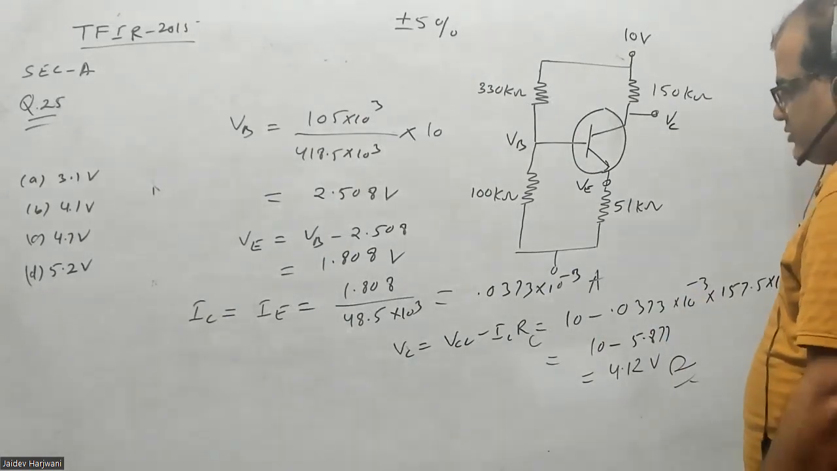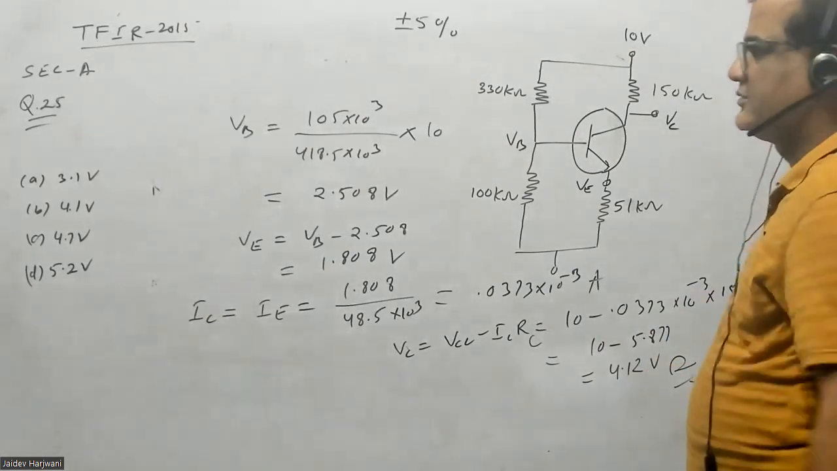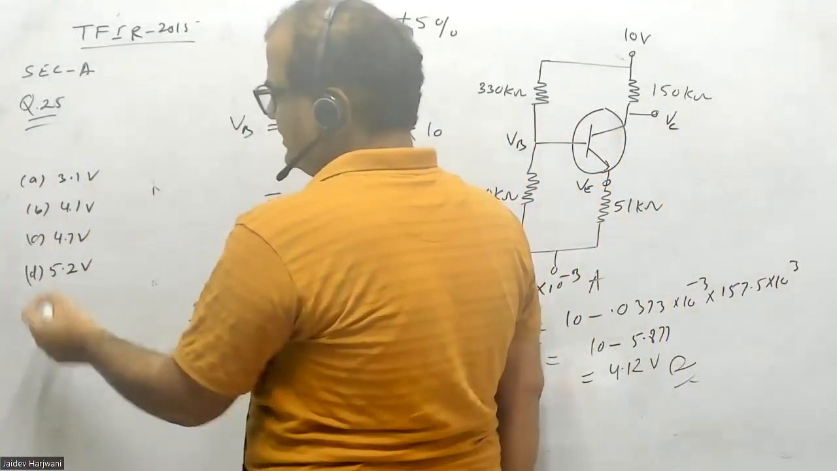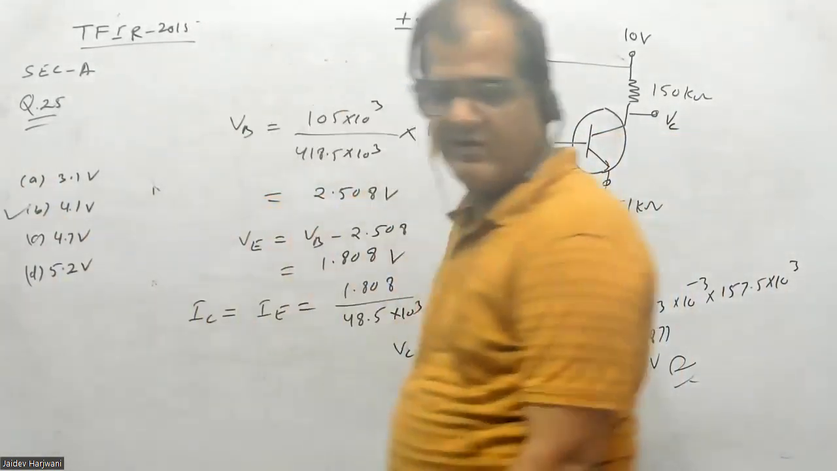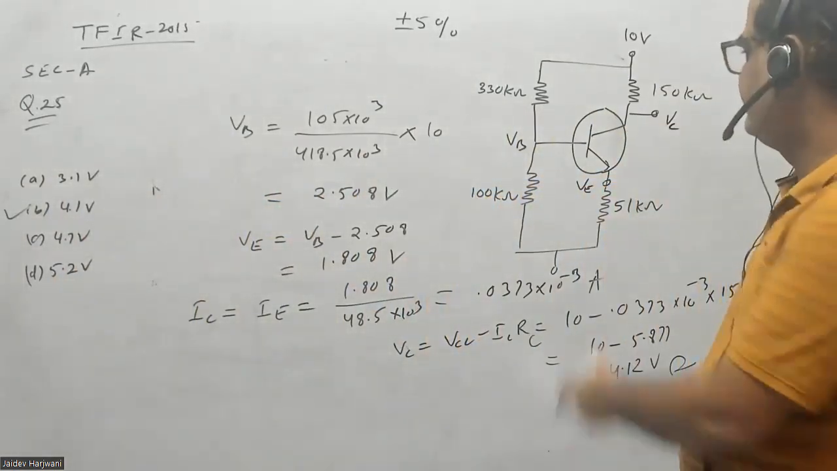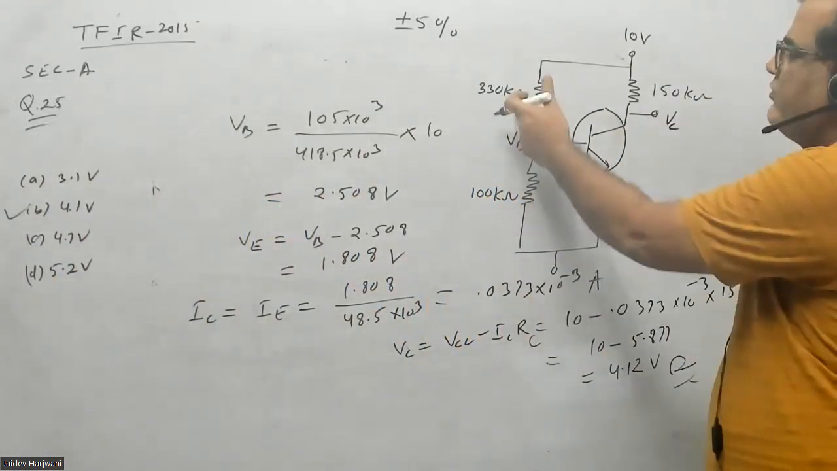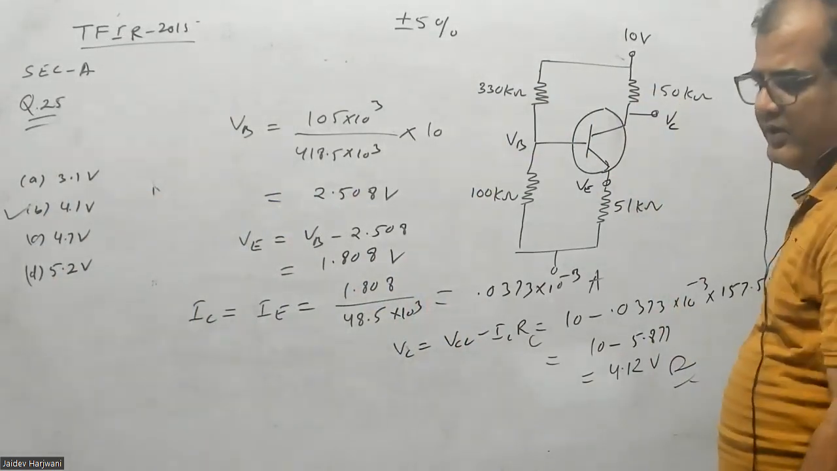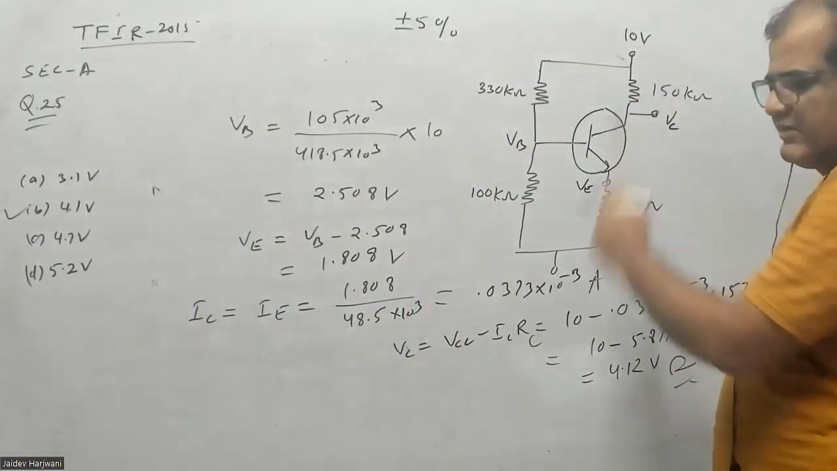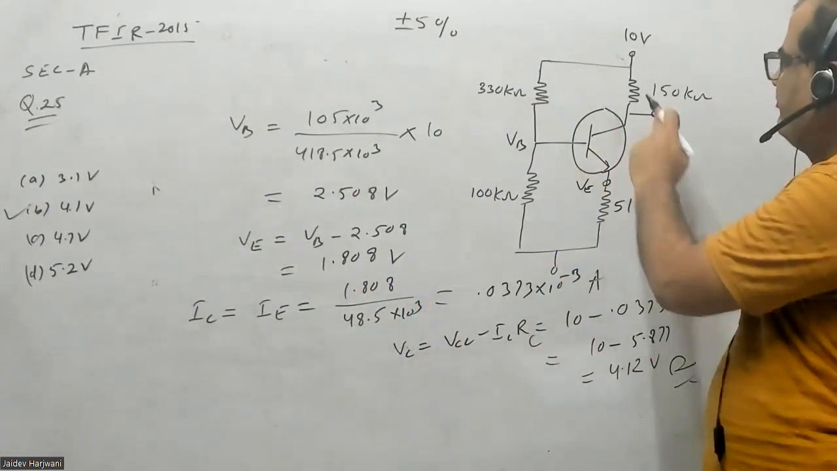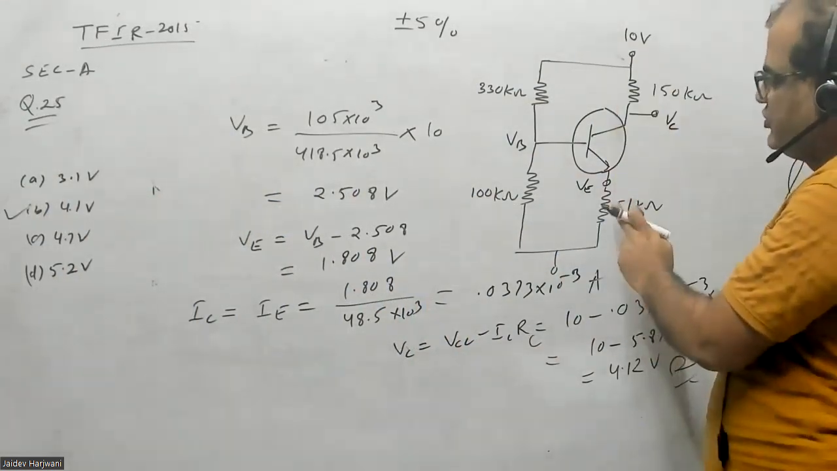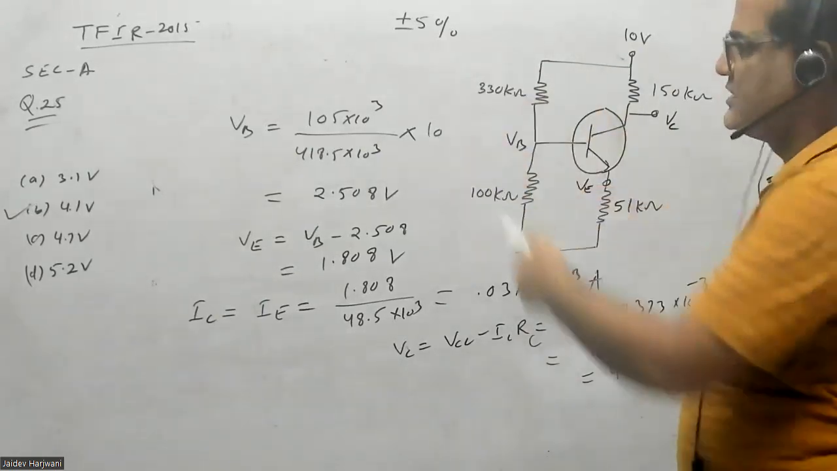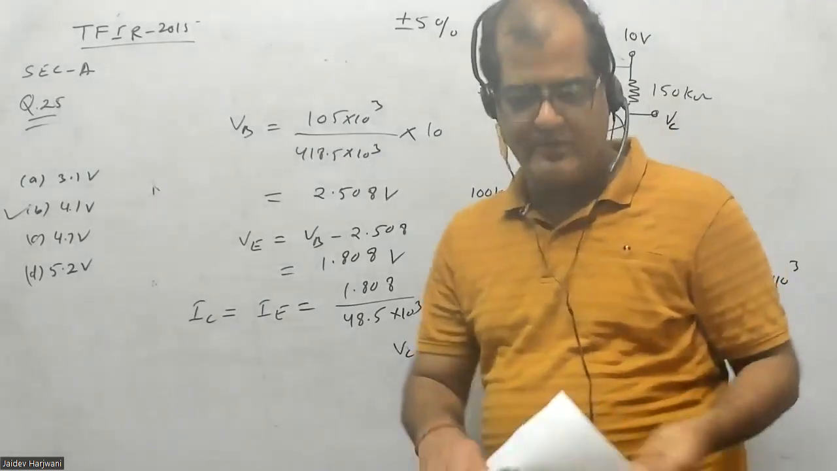This is the minimum value. Looking at the options, option B is given as 4.1 volts, and this is the correct answer for this question. If you take the resistances as fixed values, then the result becomes somewhat different. But in the question we have to calculate the minimum value. So accordingly, for the minimum, this should be maximum, this should be minimum, this should be maximum, this should be minimum. Then only will the answer come. Hope you understand the question. Thank you very much.